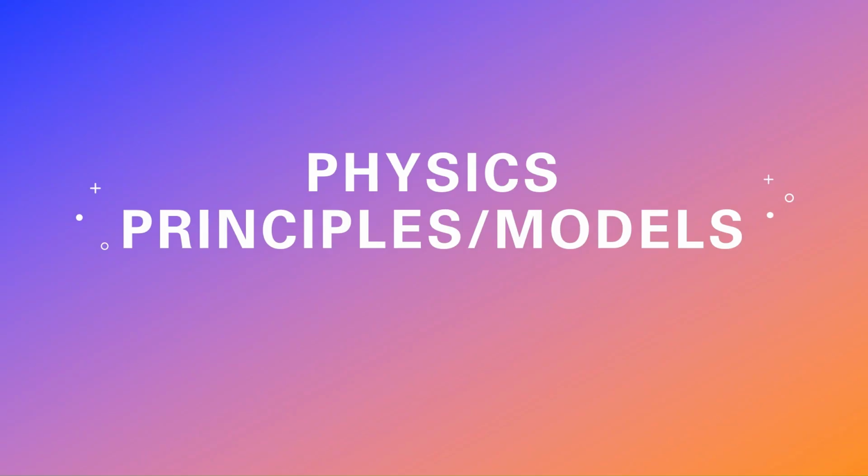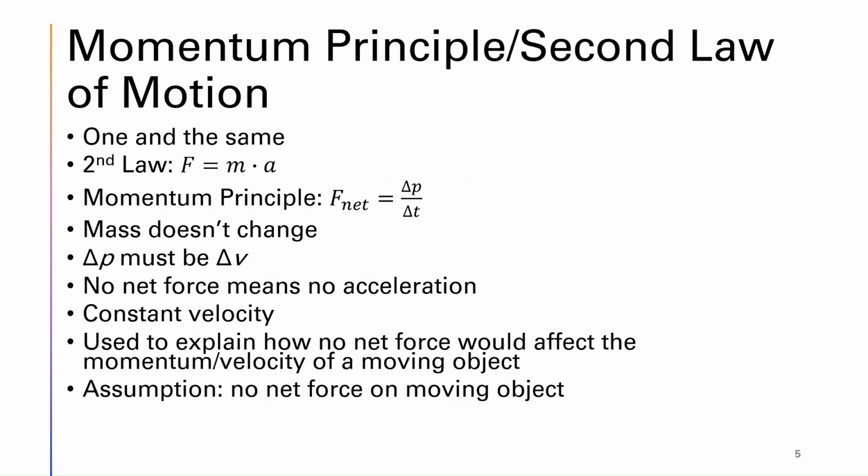The first model that I used was the momentum principle, or the second law of motion. These two names describe the same exact equation, just rearranged to get different variables, but meaning the same exact thing. The second law of motion is obviously force equals mass times acceleration, which is rearranged then to become net force equals a difference in momentum over a difference in time. Because mass doesn't change in the experiment, a difference in momentum must mean a difference in velocity, and if there's no net force, that means there's no acceleration, and therefore no difference in velocity and no difference in momentum.